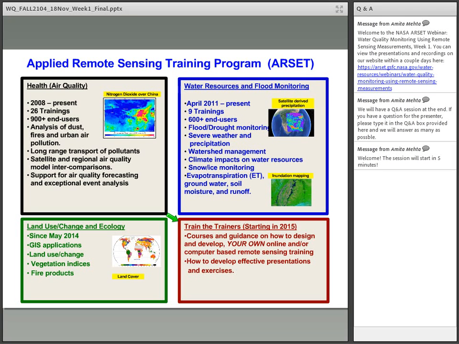Lastly, we are going to start a train the trainer program in 2015. This course will be designed for anyone who has a number of people working with them or they want to use this data. So one person can learn it and teach a bigger group or community. Also, there will be training available if anyone wants to develop effective presentations and exercises, especially using NASA remote sensing data.